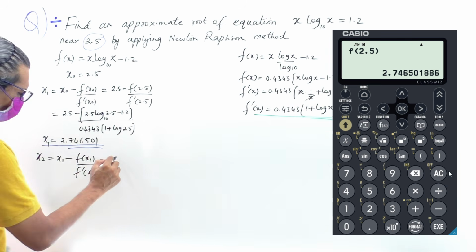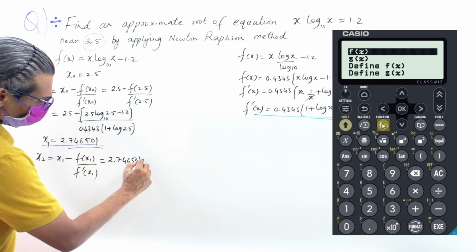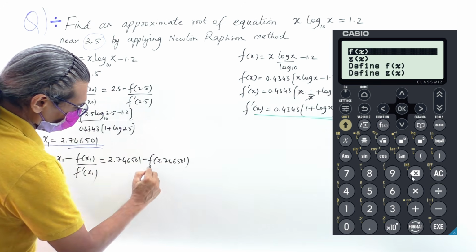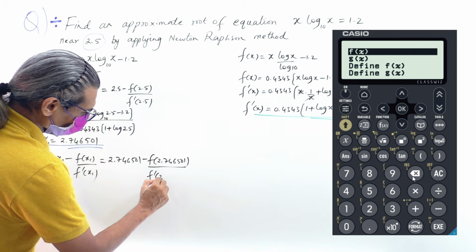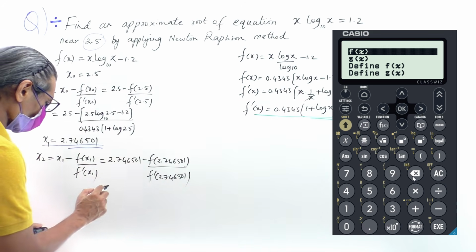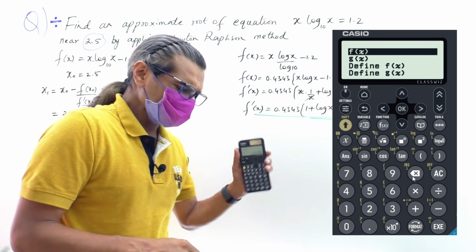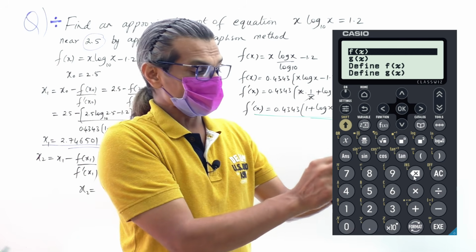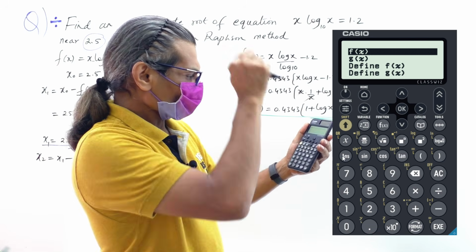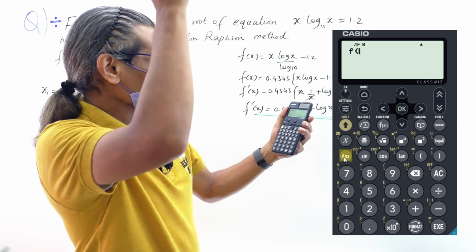So we will again simply write this: 2.746501 minus f of 2.746501 divided by f dash of 2.746501. That's all. Now simply do nothing. So x2 is equal to, it's understood because it is a calculator. When you press execute, this gets stored in the answer. So press AC again, function f of, answer. Where is the answer? Answer here. Close. Execute again.